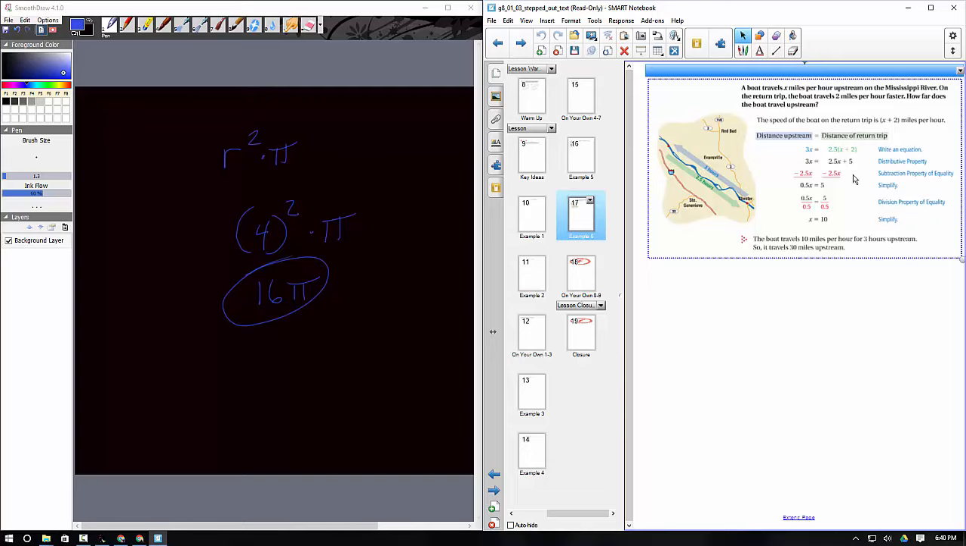Now I have to do that subtraction property of equality to both sides. I'll have 0.5x equals 5. I then want to do the multiplicative inverse or the division property, and I get 5 divided by 0.5, and that equals 10. Now what that means is that x equals 10. So for upstream, when I go x miles per hour, I'm going 10 miles per hour, right? And it says, how far does the boat travel upstream? Well, 3 times 10 miles per hour. That equals 30 miles altogether.